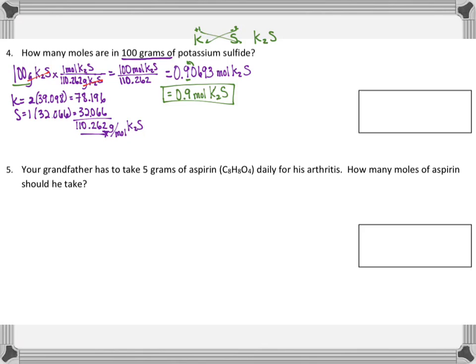All right, number 5. It says your grandfather has to take 5 grams of aspirin. I think we did this one in class for my classroom. And here's your formula for aspirin. Daily for his arthritis. How many moles should he take of this aspirin? So again, my given is 5 grams. And I'm going to write my formula, which is C8H8O4.